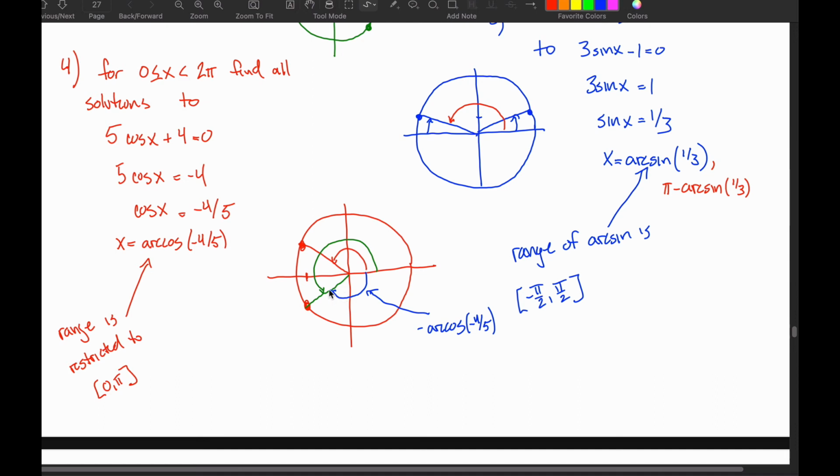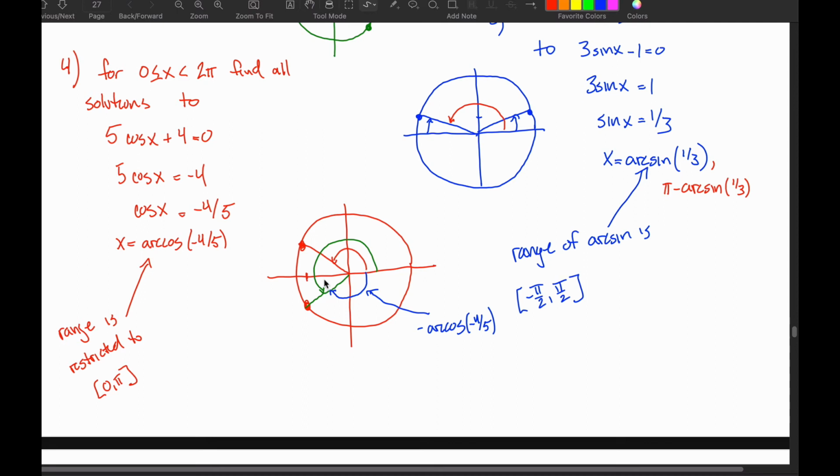Those are coterminal angles, but the angle you want has to be between 0 and 2 pi, and this is not between 0 and 2 pi. How do I know? Because the arc cosine is between 0 and pi. It has to be. This is some positive number between 0 and pi. So when I negate that, it's some negative number between negative pi and 0. That's not going to do. My answer has to be between 0 and 2 pi.